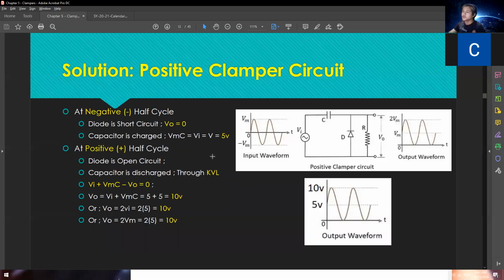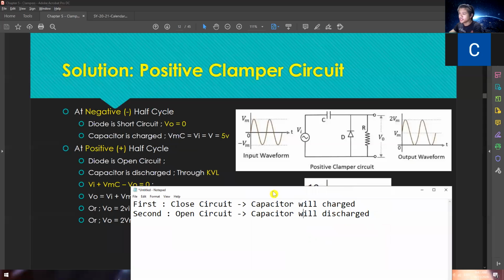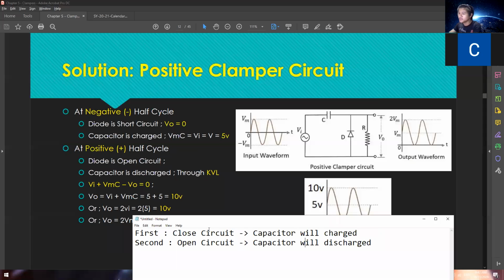Again, look for the opportunity wherein we have a closed circuit. That case will be the negative half cycle. Why? Because we have here a sign of negative, which is connected to the negative, and then positive is connected to the positive. So this one will become a forward bias. If it's a forward bias, then it will make it a closed circuit.